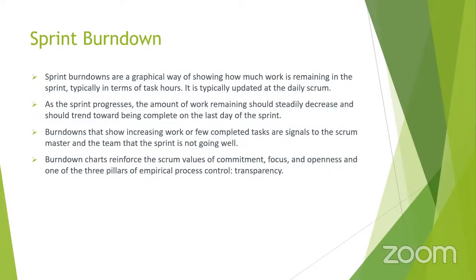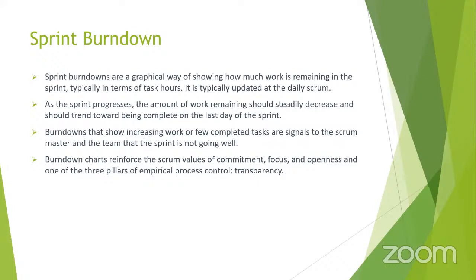And then the sprint burn down. Customers are always interested to see what we have done. For that, it is a graphical way of showing how much work is remaining. It is updated in the daily scrum. As the sprint progresses, the amount of work remaining should slowly decrease, and it should come to 0 by the end of the last day of the sprint. If the burn down chart shows an increasing amount of work and only a few tasks completed, that means the sprint is not going well. Then you can all regroup and decide what is not going well and what needs to be done for the tasks to be completed on time.